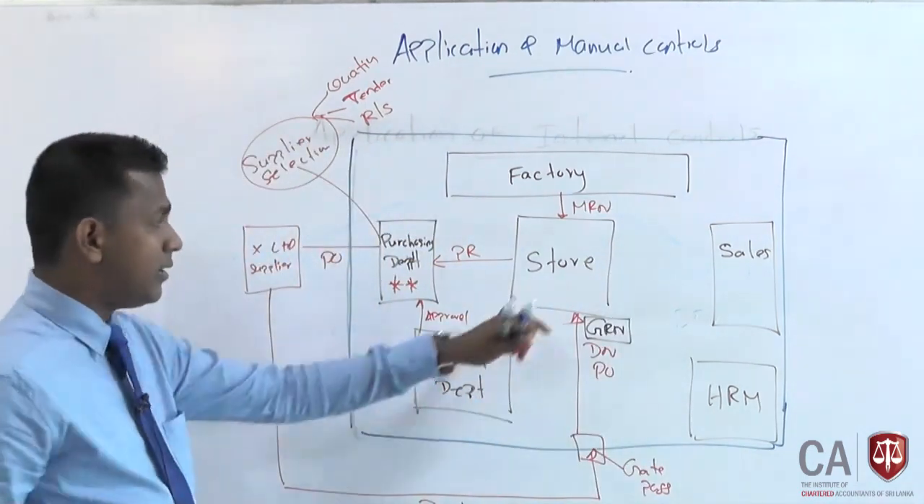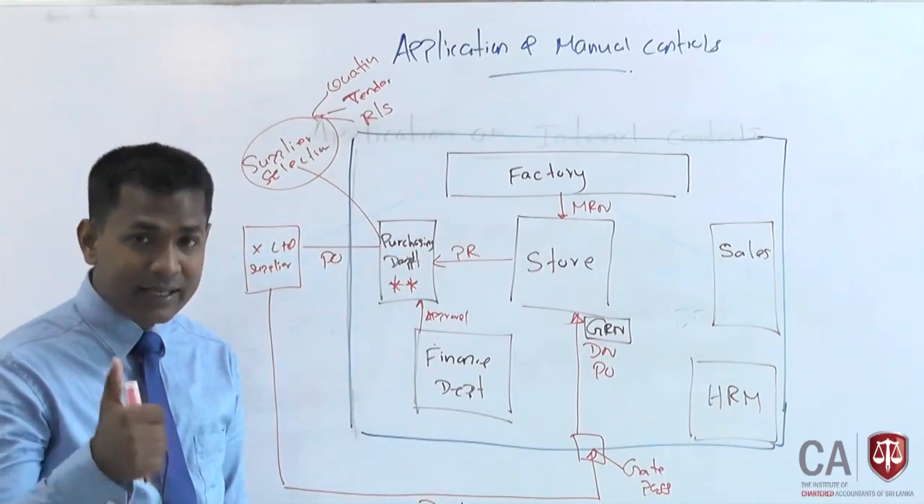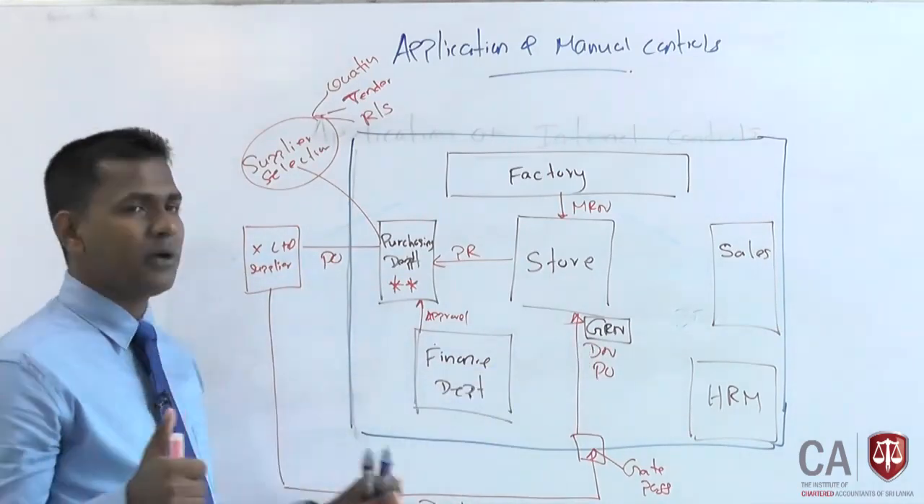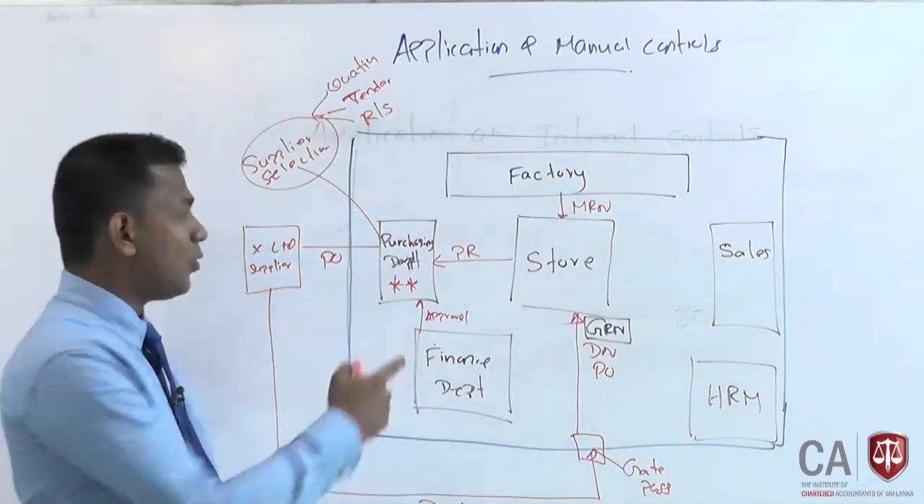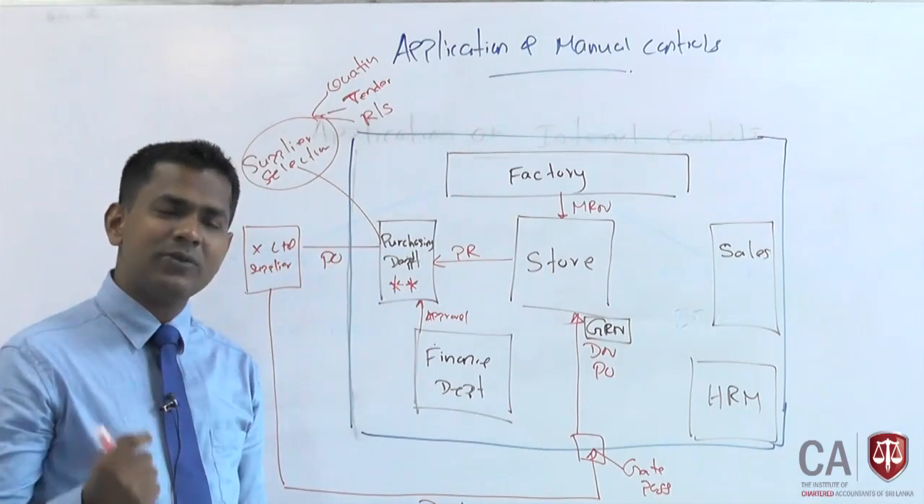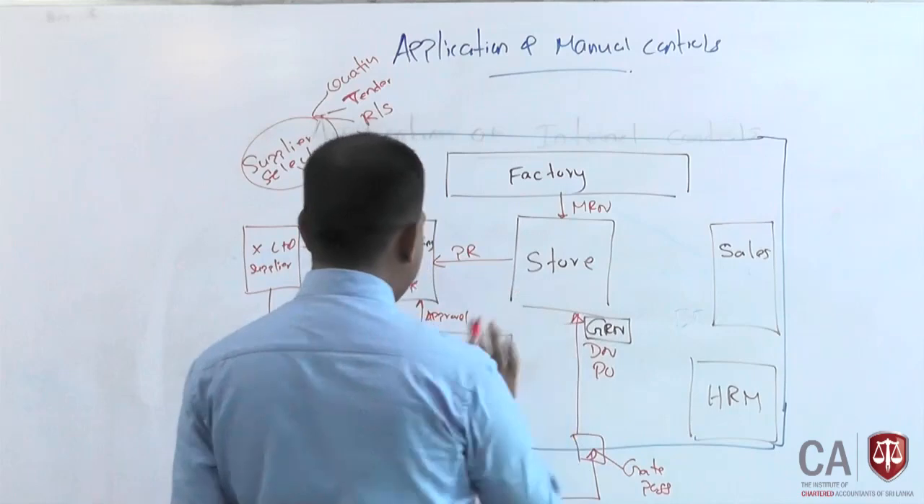It is the responsibility of the storekeeper to raise the GRN by looking at the physical quantity and the condition of the goods, as well as the delivery note sent by X Limited and the purchase order we have sent, because we need to ensure we receive the goods we requested. So, this is again an important area.